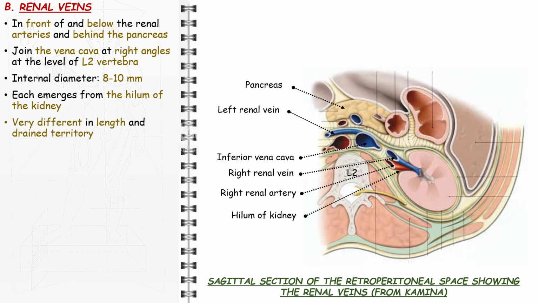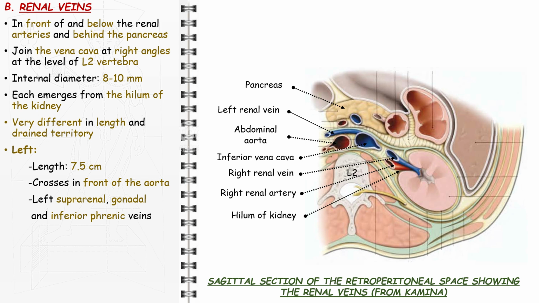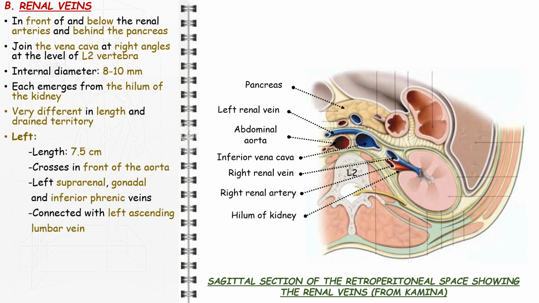The left renal vein is 3 times as long as the right, 7.5 cm compared with 2.5 cm, having to cross in front of the aorta. It receives the left suprarenal vein and left gonadal vein, possibly the left inferior phrenic vein, and is connected with the left ascending lumbar and lumbar azygos veins and hence with the azygos and vertebral systems. In contrast, the shorter right renal vein drains only its own kidney unless the right testicular vein also enters it.